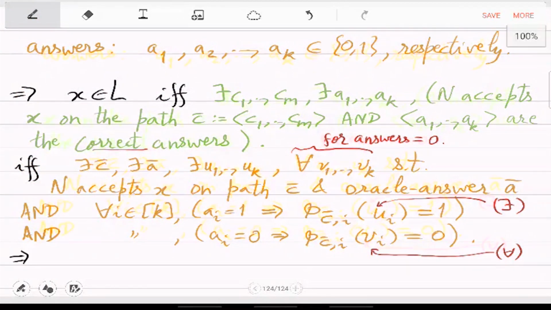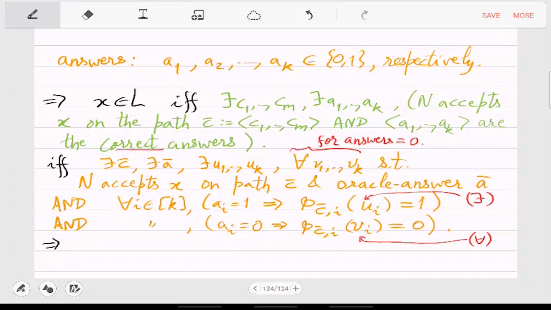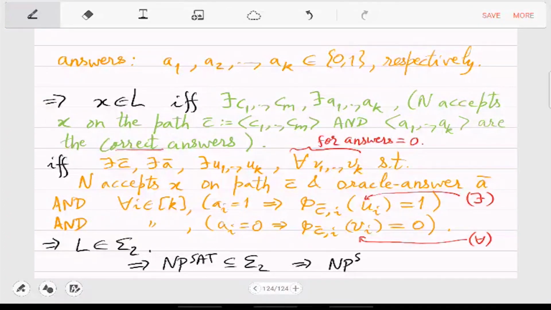So we deduce that L is in sigma 2, right? Which means that NP to the SAT is in sigma 2. And we have already shown that sigma 2 is in NP to the SAT. So they are actually equal now. So NP to the SAT is sigma 2. NP to the SAT is also equal to NP to the NP by definition.